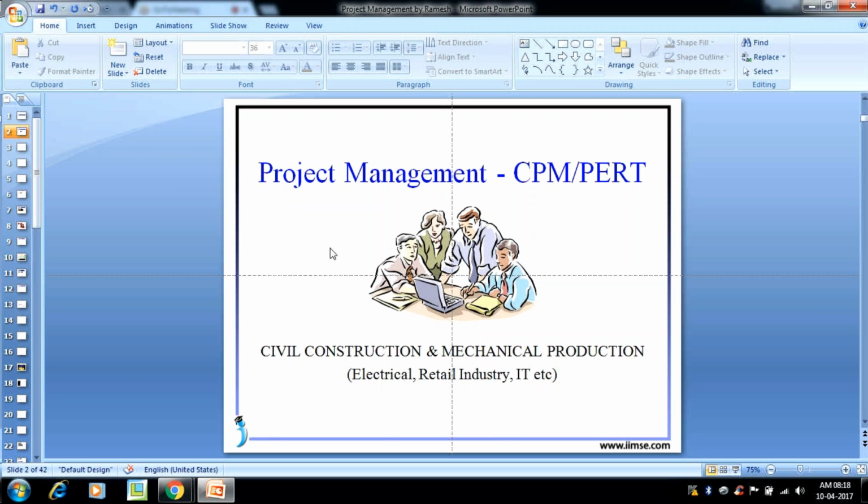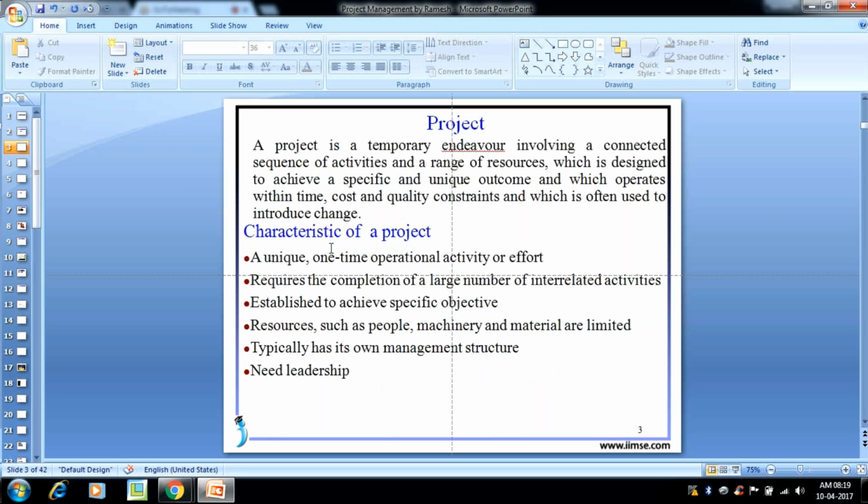Just see here, project management. Actually, we have two project management methods: CPM and PERT. I think you have this subject in your academics also. What is a project actually? A project is a temporary endeavour involving a connected sequence of activities, activities meaning work, and a range of resources, which is designed to achieve a specific and unique outcome, which operates within time, cost, and quality constraints, and which is often used to introduce change.